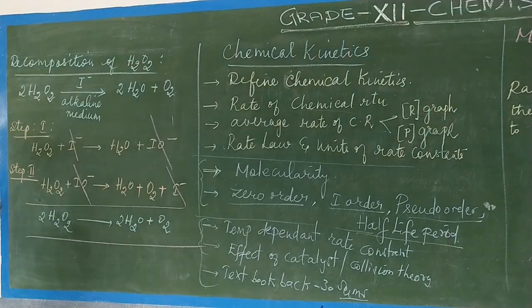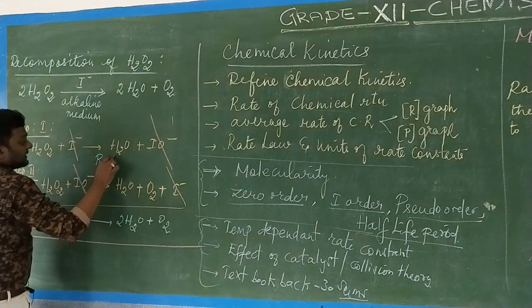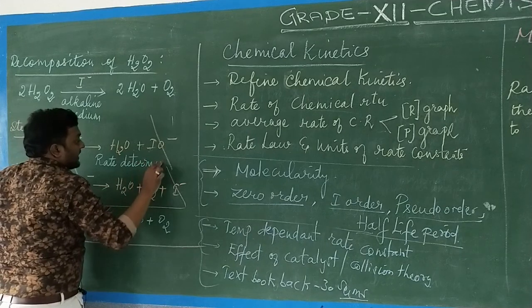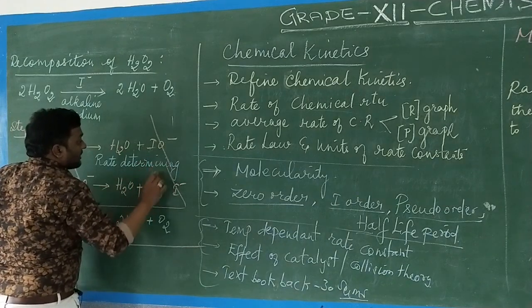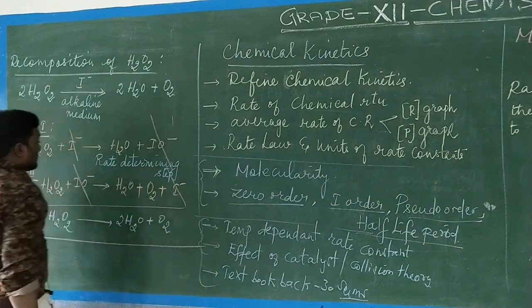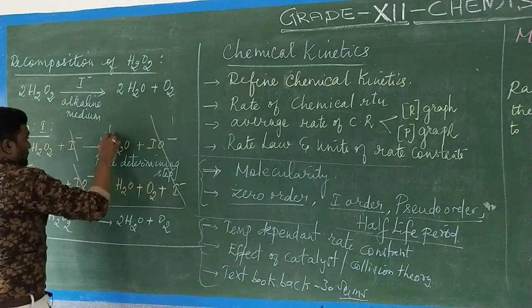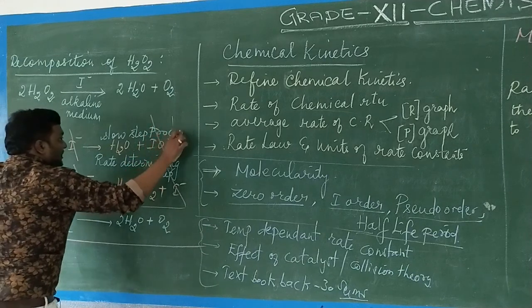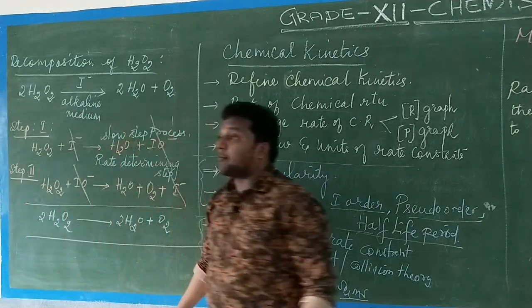So here this step 1 is called the rate determining step. Why are we calling it the rate determining step? Because it is a slow step process. We call the slow step process the rate determining step.